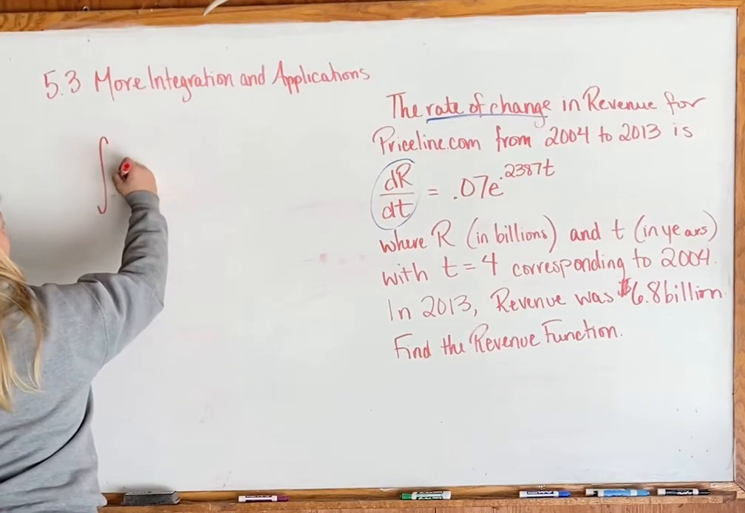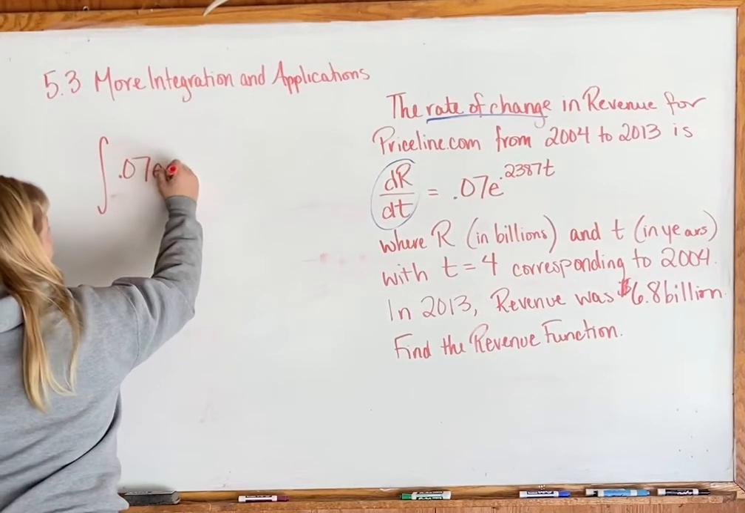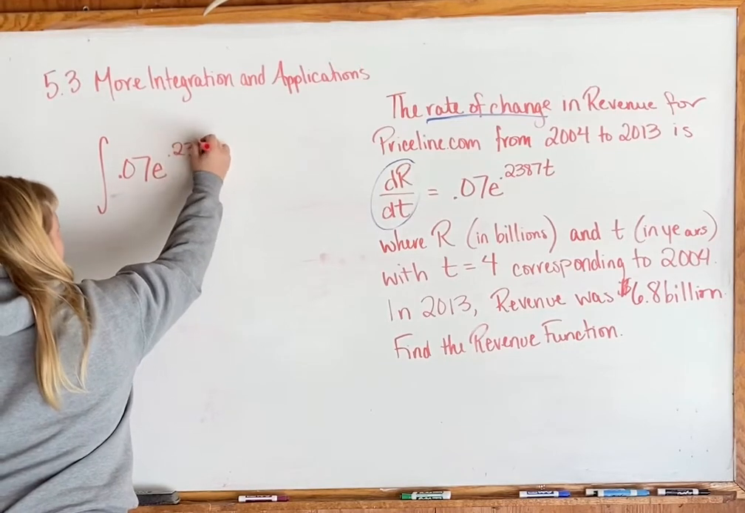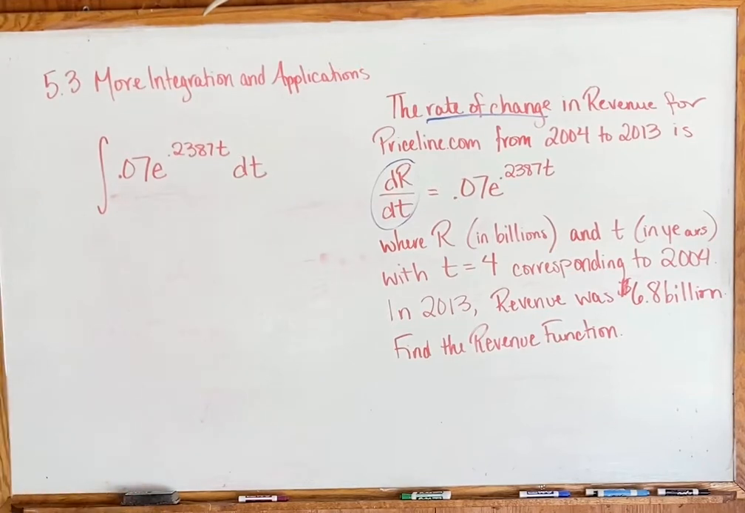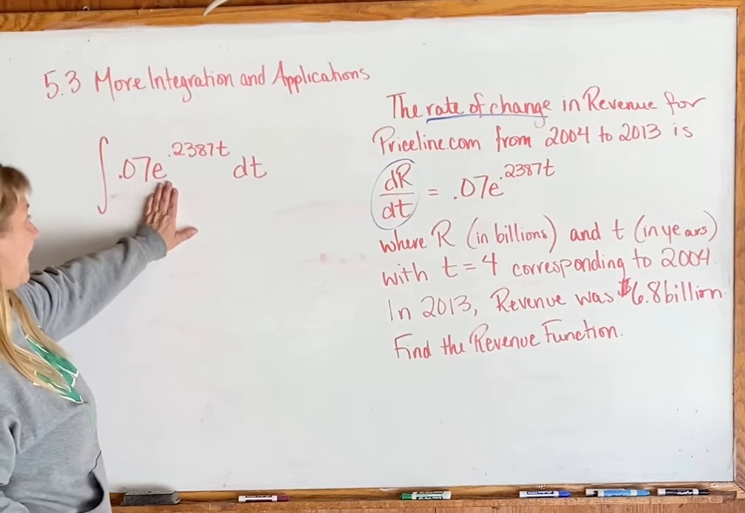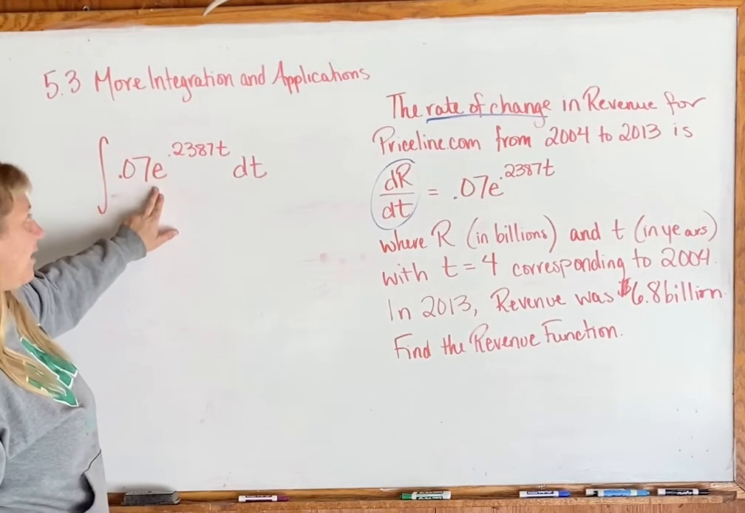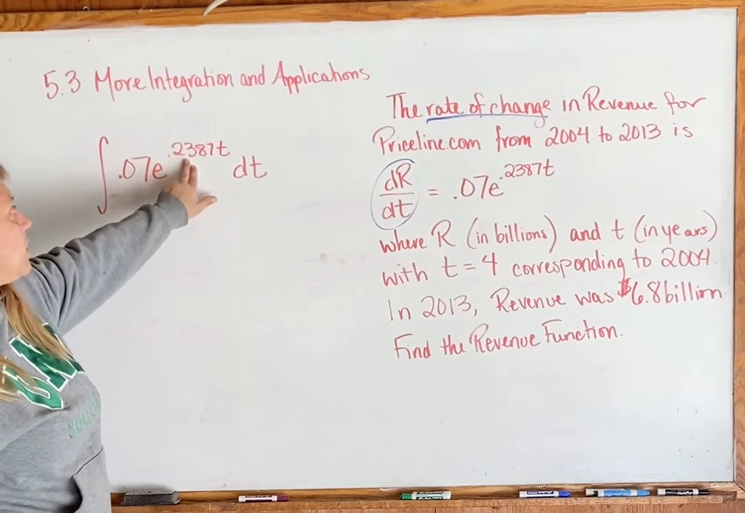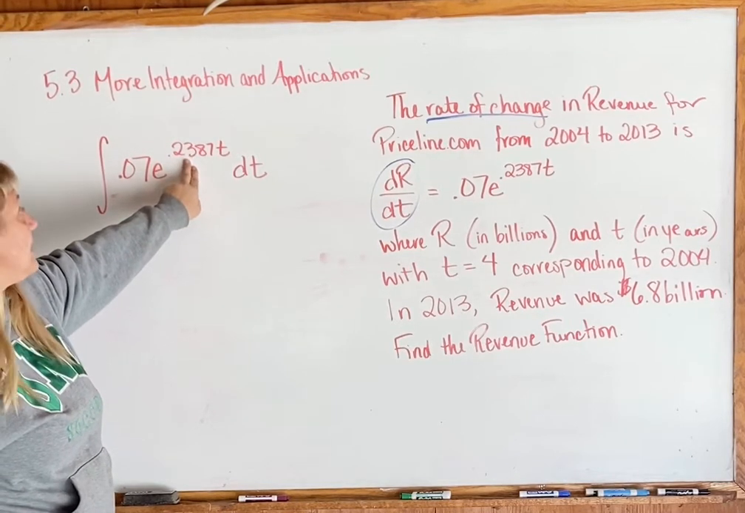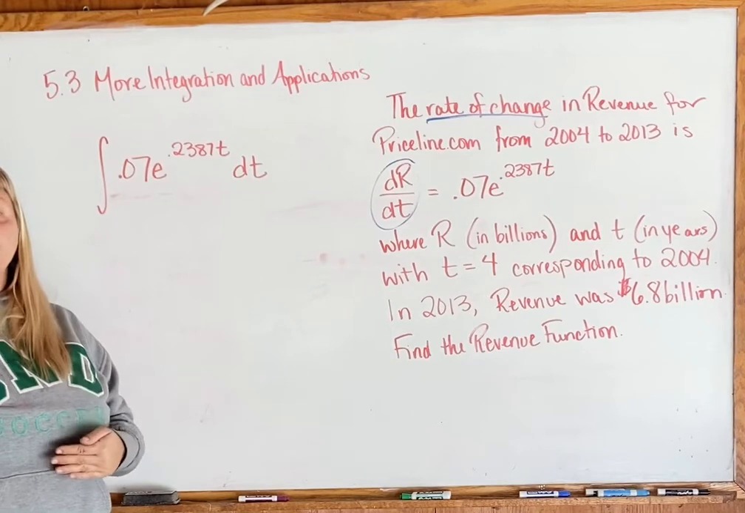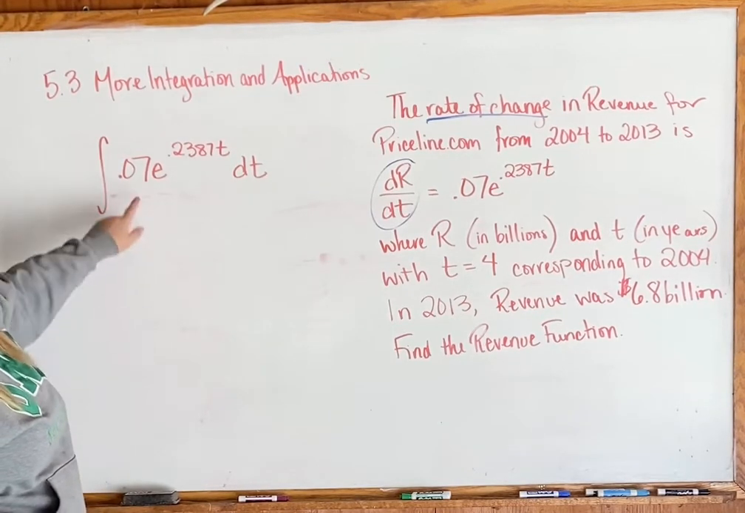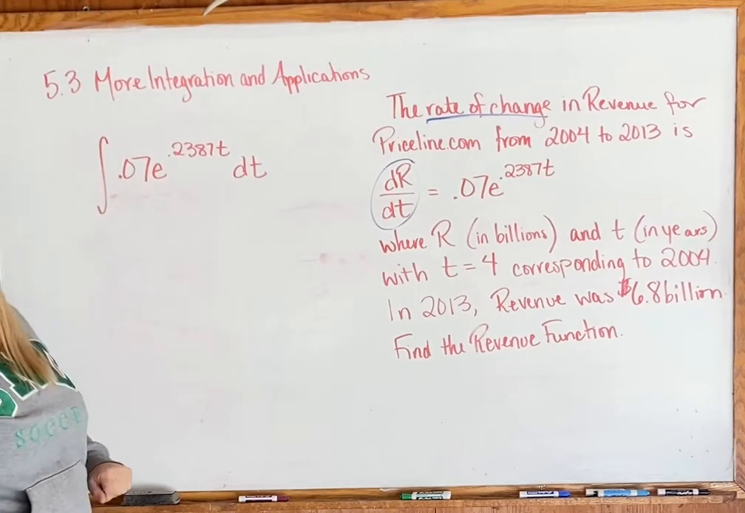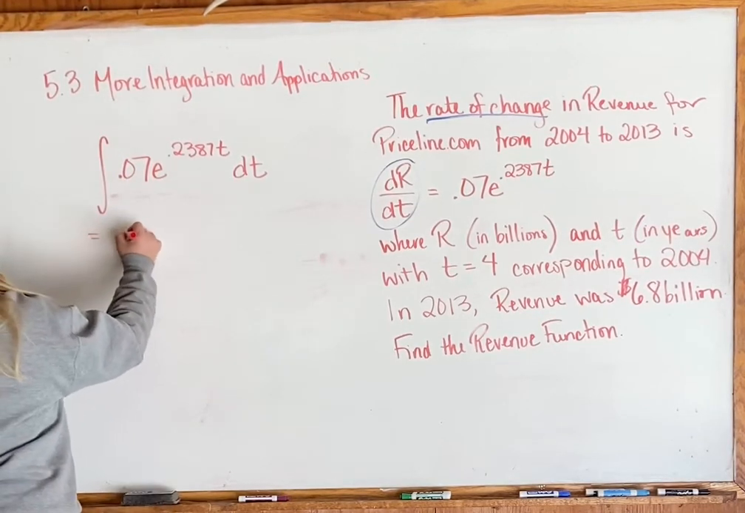So we'll have the integral of 0.07 e to the 0.2387 t dt. Now, again, we've got that e to a power here. If we were taking the derivative, we would multiply by the 0.2387. We are taking the antiderivative, so we are going to divide by the 0.2387. And this 0.07, he's just coming along for the ride, isn't he?